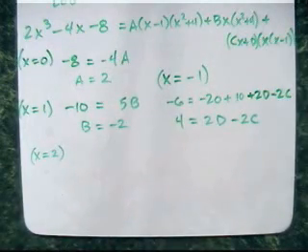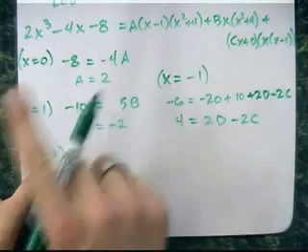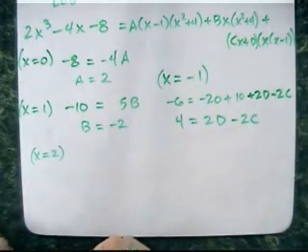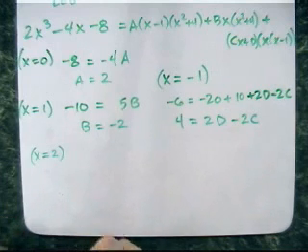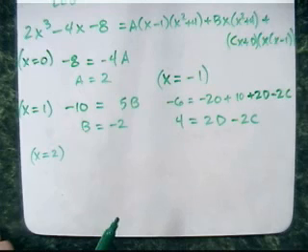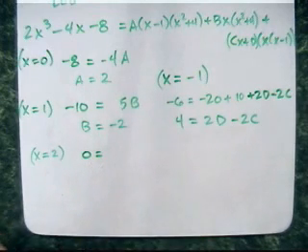Anyways, so we get x equals 2. Let's plug in x equals 2 real quick, and then we should be good. We got plenty of time to do this. All right, let's see what we get. 0 equals. That's nice. I like the 0.